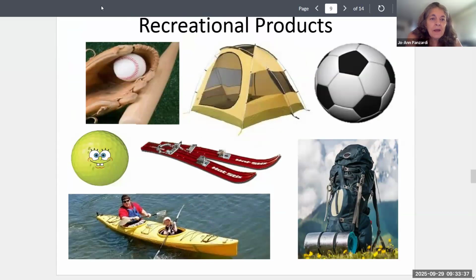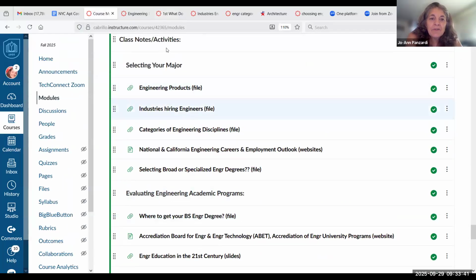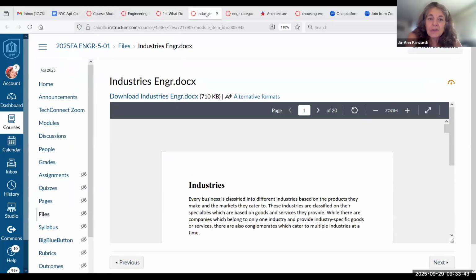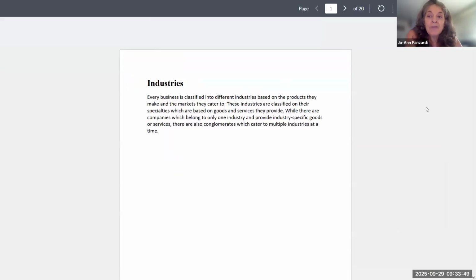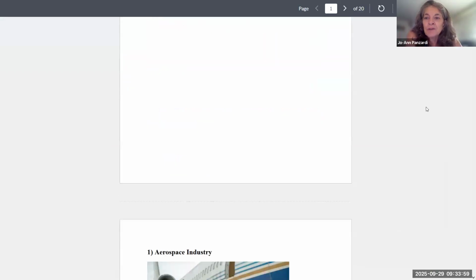The second thing I want to go to is the different industries that hire engineers. And I'm not sure if you've seen this yet. You may have seen it at the beginning of Engineering 5, or you'll see it again at the end. But basically, industries is a cluster of companies that work together to make similar products.